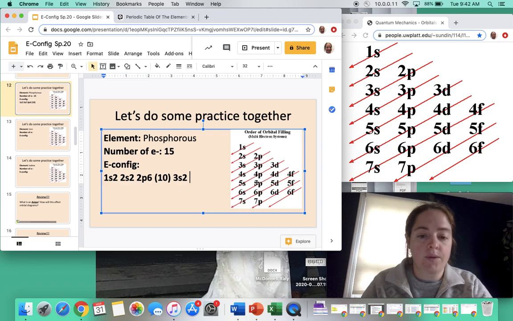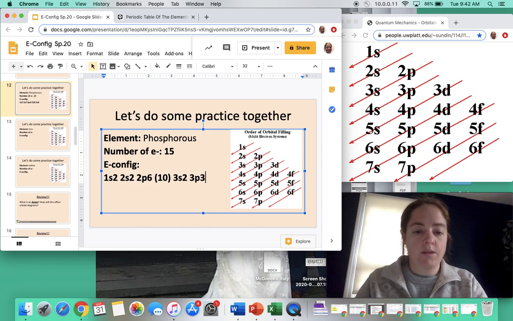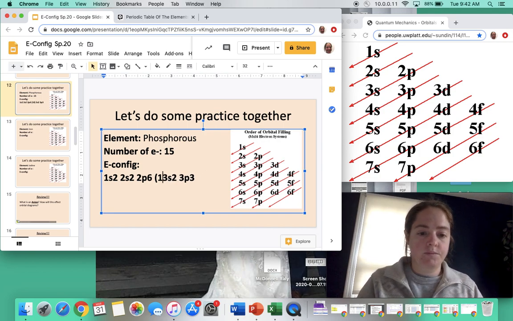I still need 3 more. After 3s comes 3p, 3p3. So 2 plus 2 is 4, plus 6 is 10. If you did write this in parentheses, remember you don't count it again. So 10 plus 2 is 12, plus 3 is 15. Okay, I'm going to delete the 10 because this is my final answer.